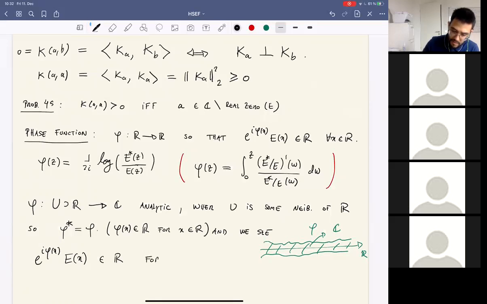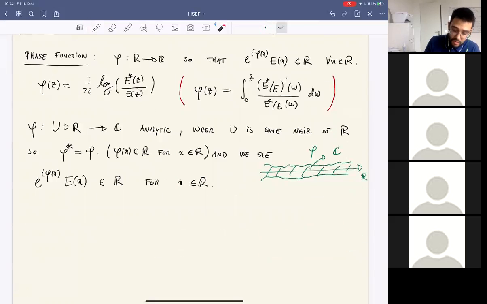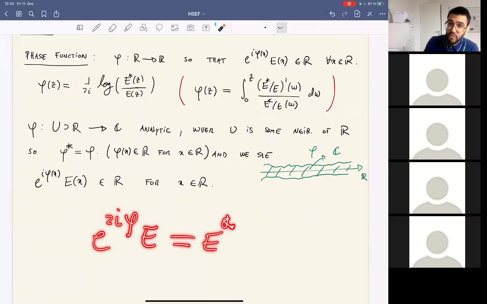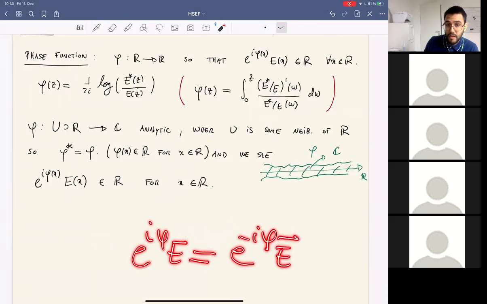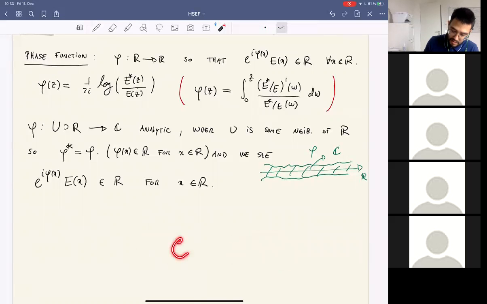Why does it satisfy the needed property? Well, you just take the exponential on both sides, so you get e^{2iφ} E = E*. But then if you put it on the real line, that exactly means that e^{iφ} E on the real line equals e^{-iφ} Ē on the real line, which means that e^{iφ} E is real. So that's the right way to do it, and you have the phase function.